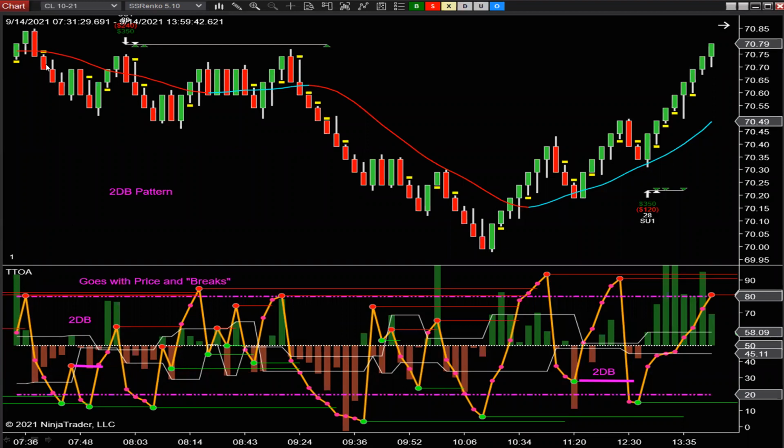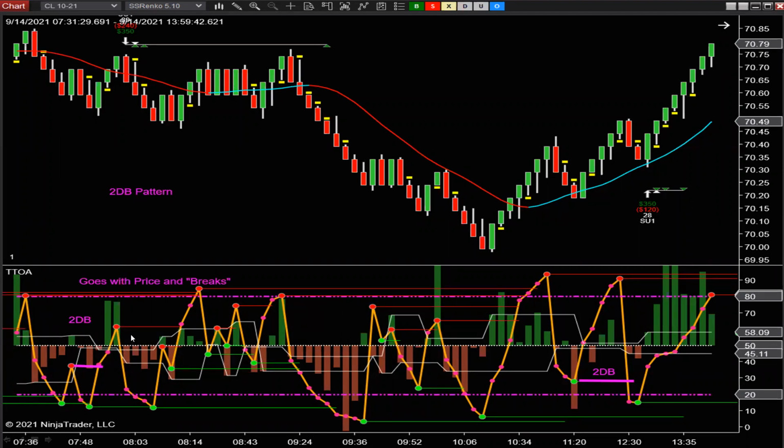Price is going down. It goes red, green, red, and goes lower here. And you see that the Trap Trader Oscillator is going with that. And then it breaks that right edge. You see that little dot's higher than that one right there. And I know that I can take the next hook in the same direction.